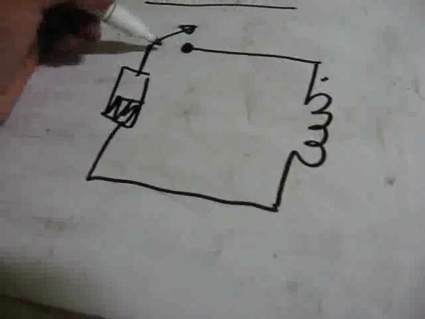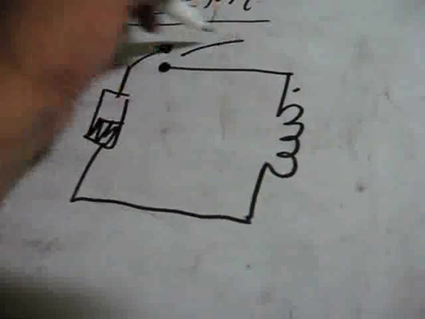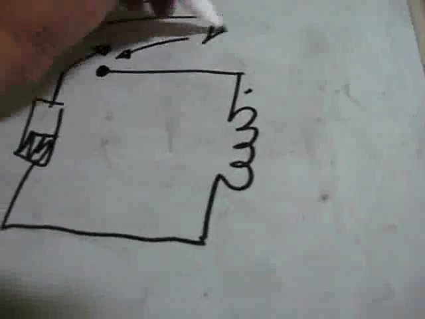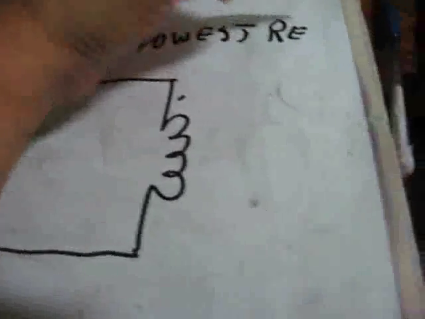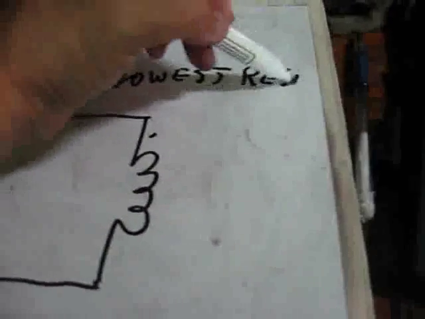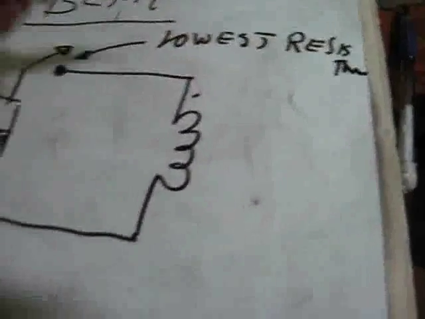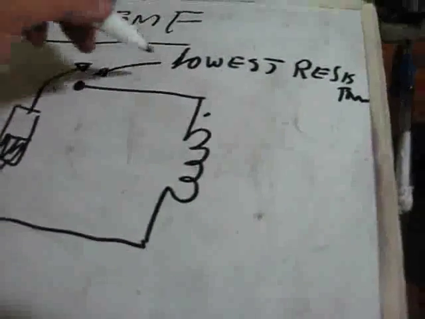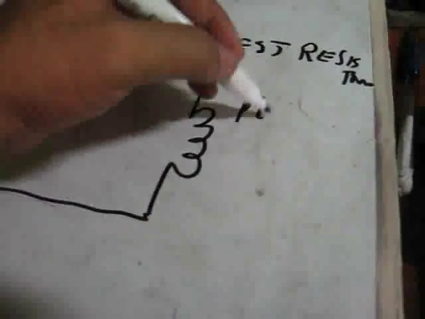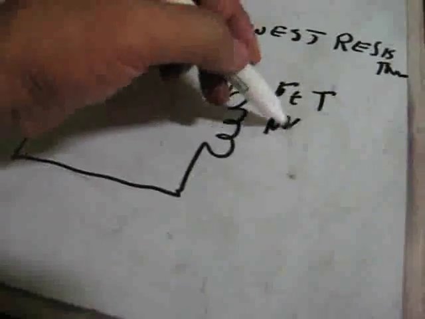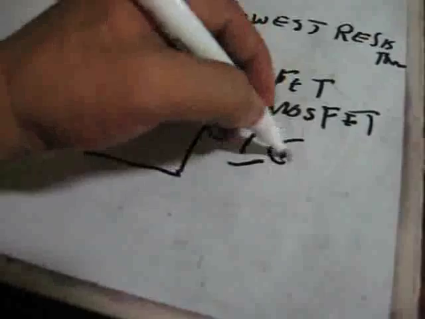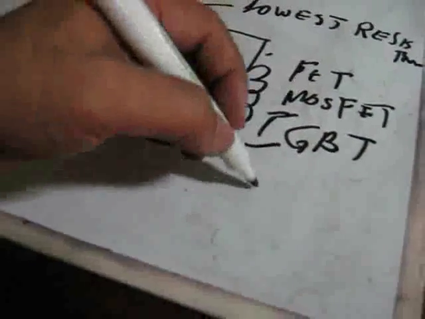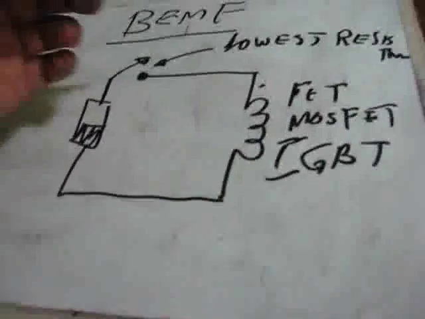But make sure this one must be the lowest resistance as much as possible. When they invented the FET, and then the MOSFET, and then the IGBT, the resistance of this goes down. We are talking here about the best back EMF I can get.